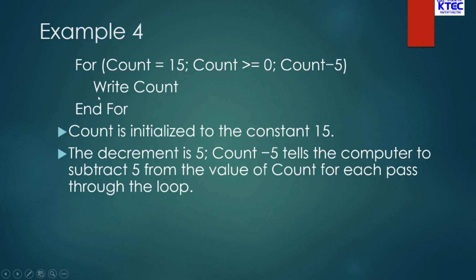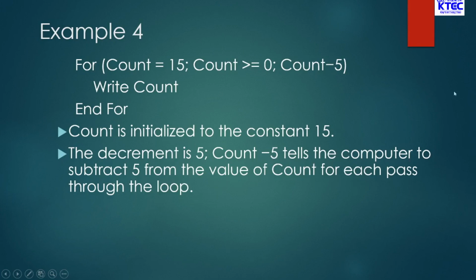So the first iteration it tried 15. In the second iteration, subtract 5 from 15. So count is initialized to what? Constant 15. The decrement is 5. So in each of the iteration, we decrement it by what? 5. That is minus 5.